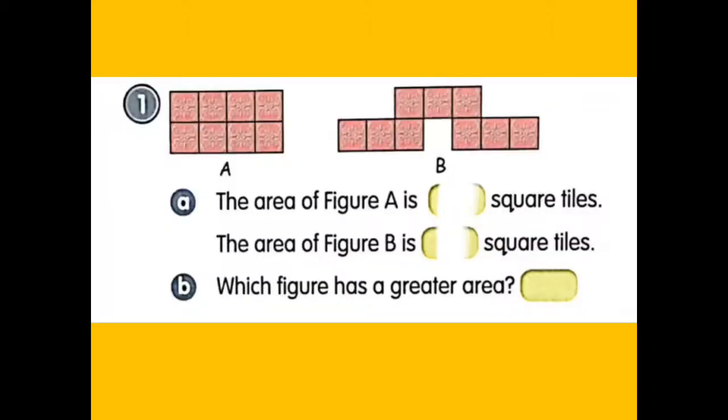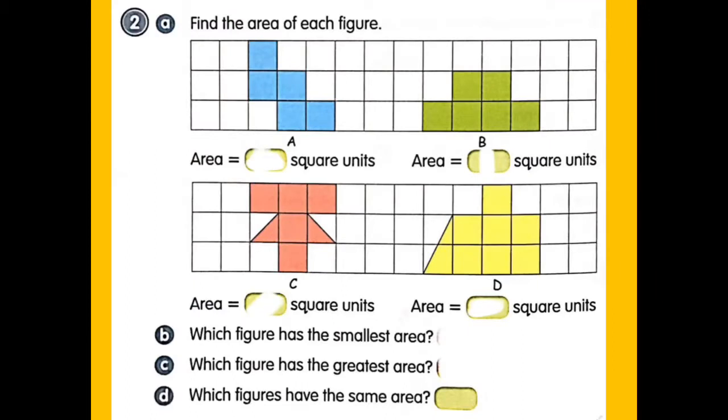Look into your pupil's book, page 135. What is the area of figure A and B? To be sure of our answers, let us write the numbers inside the square tile as we count. Always do the same thing so that you don't miss any square tile as you count. The area of figure A is 8 square tiles, while the area of figure B is 9 square tiles. Which figure has a greater area? Correct. Figure B. Let's proceed to the next number.